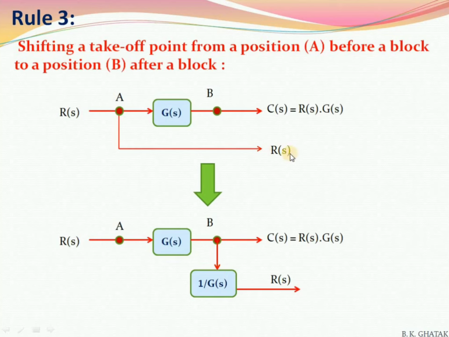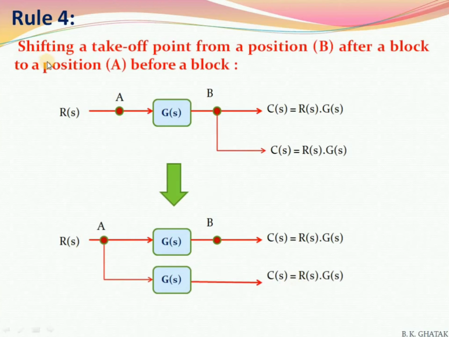To maintain this value RS, we have to introduce another block. The block value is what? The block value is 1 by GS, because here the function is RS into GS. So we must eliminate the function of GS. So we multiply with 1 by GS. Clear? So we get the RS. So both the pictures are the same.